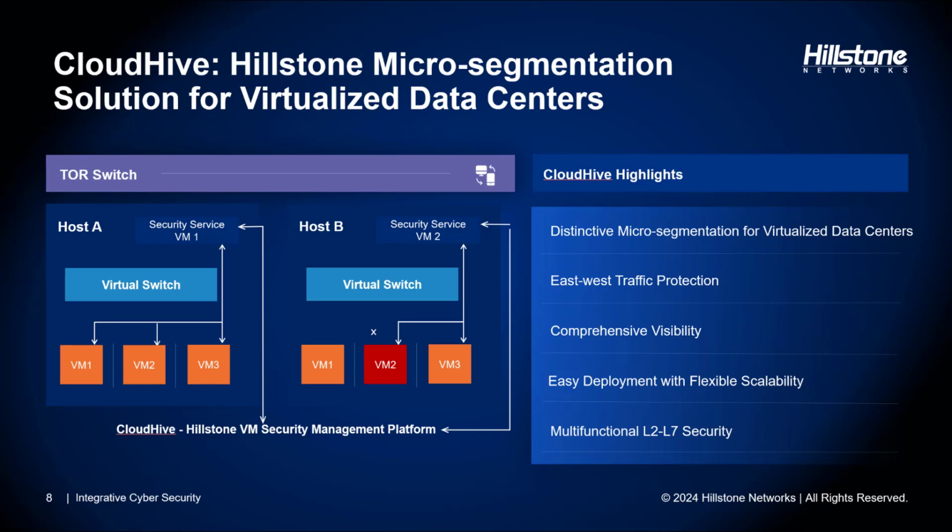By dividing a network into smaller segments, CloudHive enables organizations to implement precise security policies and isolate workloads, effectively minimizing the attack surface and preventing lateral movement of threats. One of the key features of CloudHive is its robust protection of east-to-west traffic. Unlike traditional perimeter-based security measures, CloudHive focuses on securing internal communication within the data center, safeguarding against threats that traverse laterally between servers and applications.